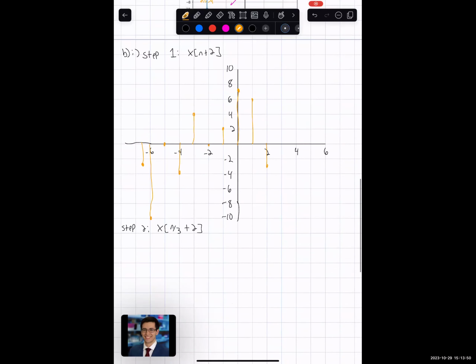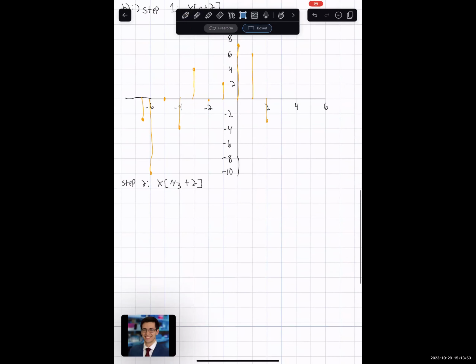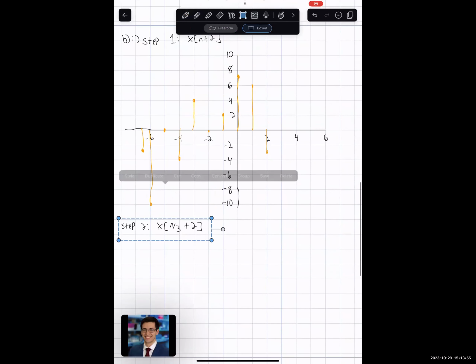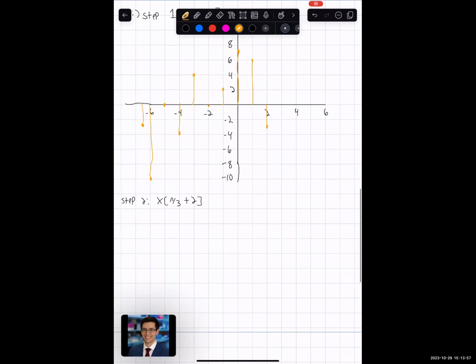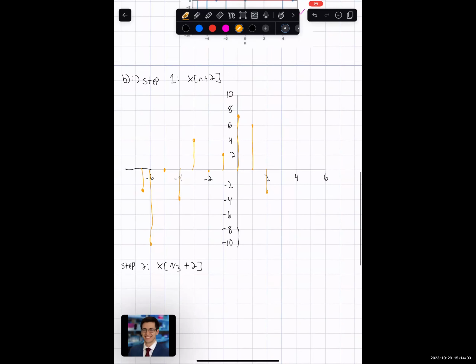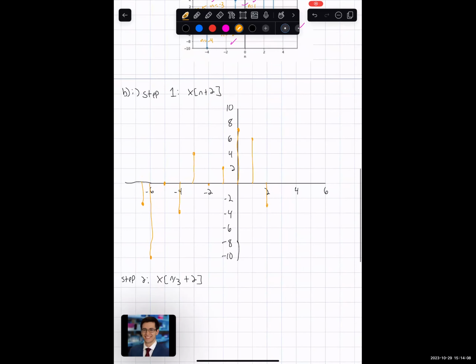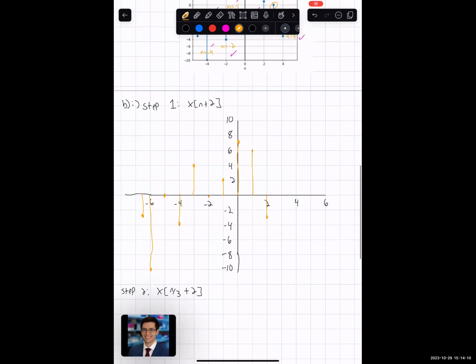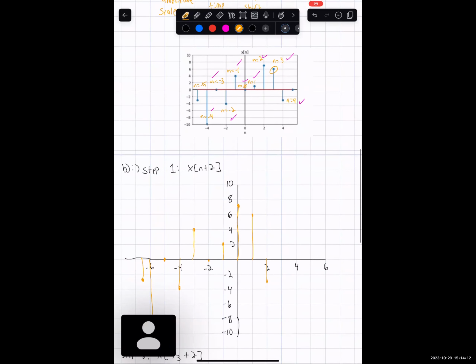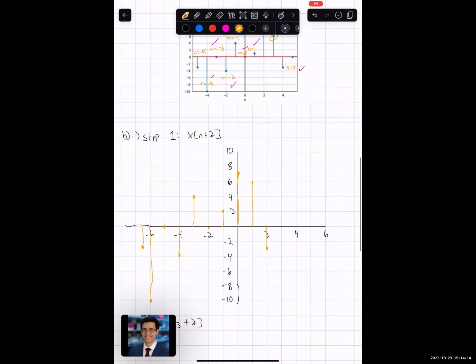Okay, so the next step, guys, is going to be, we're going to time scale by 1/3. So does anybody know, is this going to be a time scale, a time stretch, or a time shrink? Wouldn't it be n minus 3? Or which one? It will be a stretch. It would be a stretch.